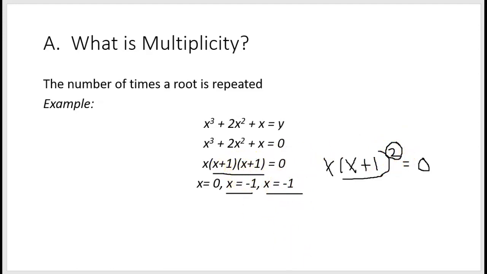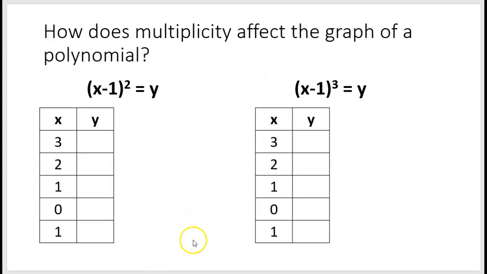Okay? So that being said, now let's go ahead and take a look and see what the effect on the graph is. So how does multiplicity affect the graph of a polynomial? All right, well in this case, the root of this polynomial is 1. So I'm just going to go ahead and write this at the top really quick. The root is 1, so I'm going to put r equals 1.